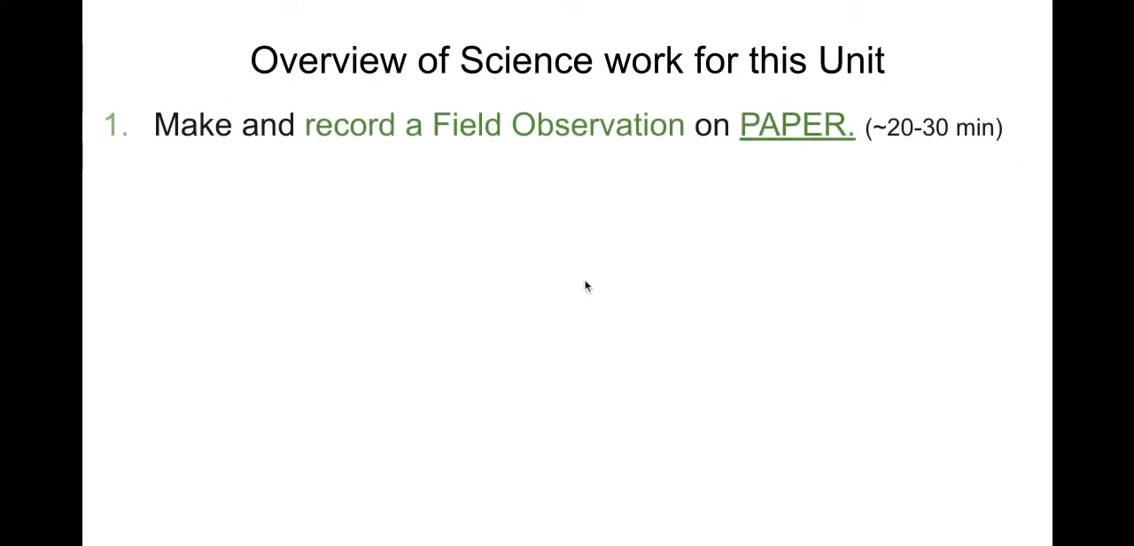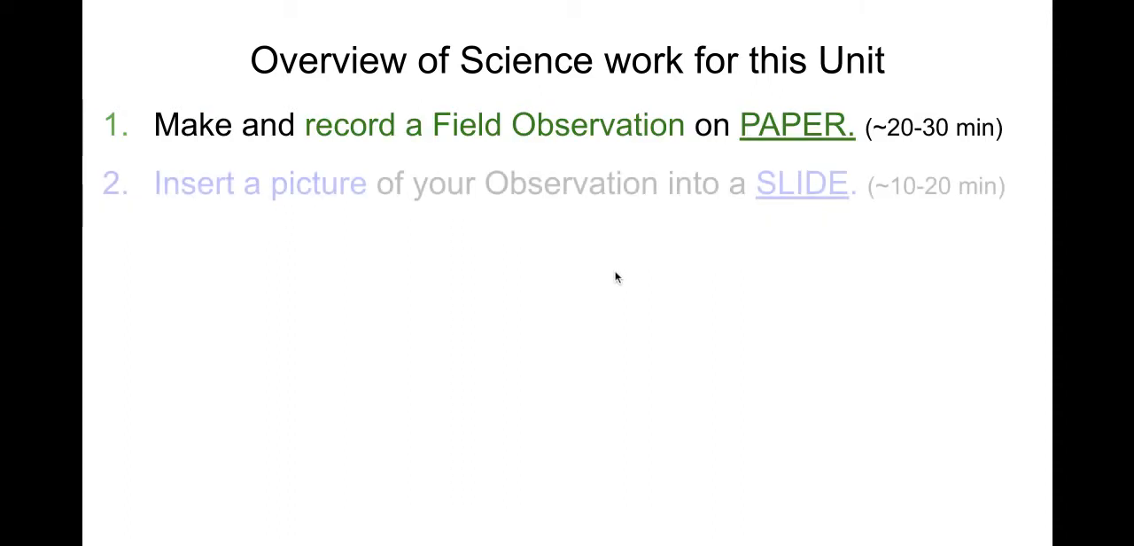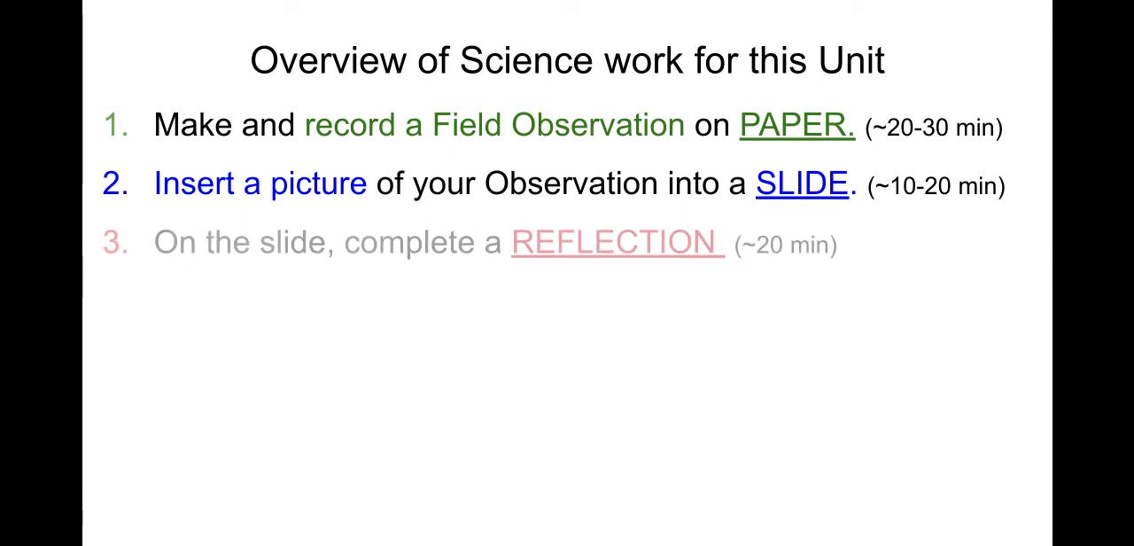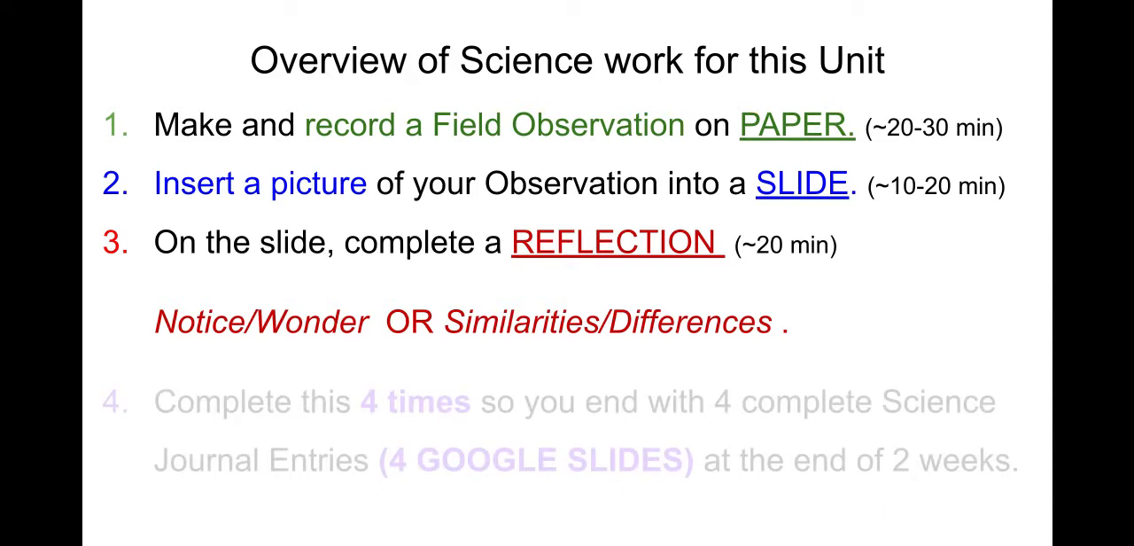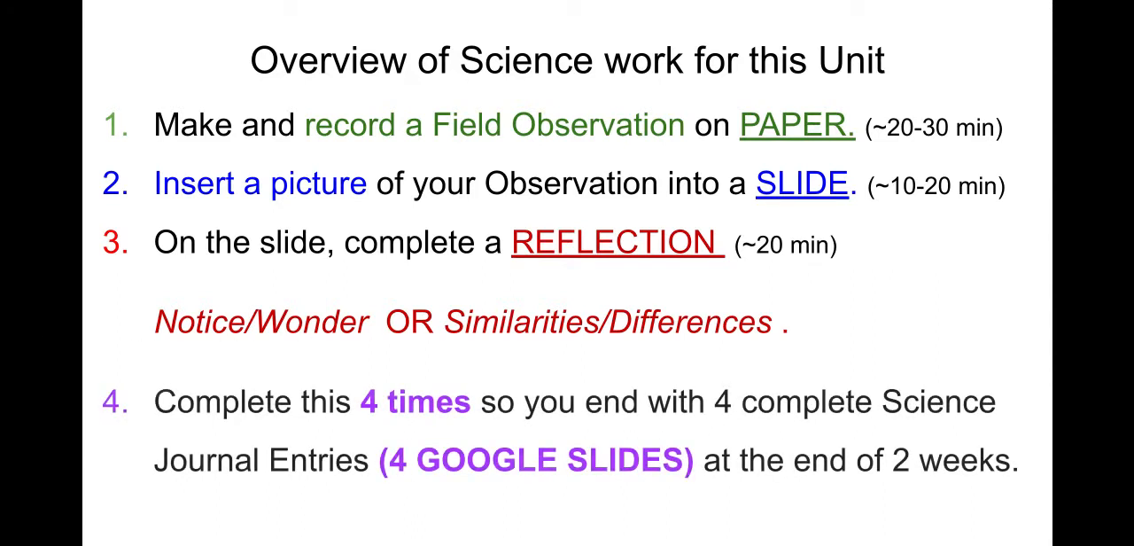So, what you're going to be doing in this unit is, first of all, recording an observation on a sheet of paper. You're then going to insert that picture into a Google slide. And then on that slide, you're going to do a reflection as well. The reflection essentially is a notice or wonder, looking at what you notice, what you wonder, or what you notice is similar or different. And then you're going to do this 4 times, so that at the end of this unit, you're going to have 4 Google Slides done.